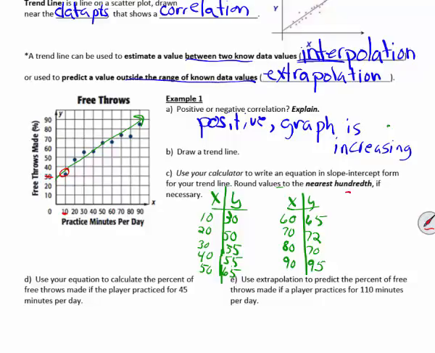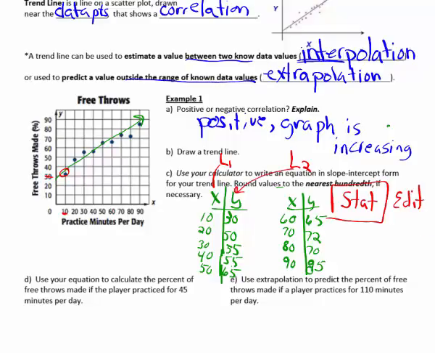What you're going to do is hit the stat button, and then hit edit, which is your first choice. That brings up these columns that are going to be your lists. We're going to put all of our x values into L1. You literally just hit the number and hit enter, and then it'll move you down. Then we're going to put the y values into L2. Again, I would pause it while you do that so that you can make sure you get it all entered.